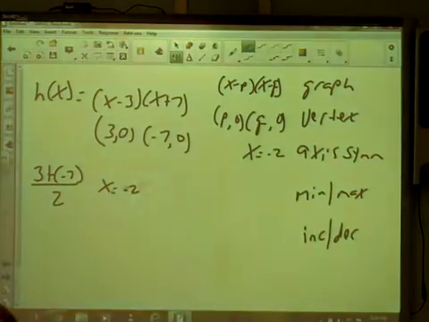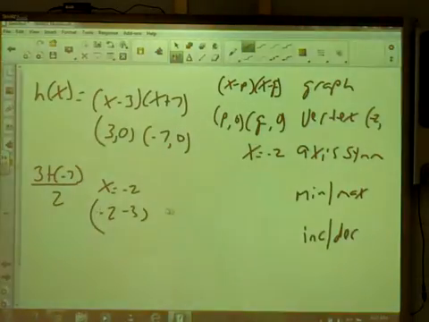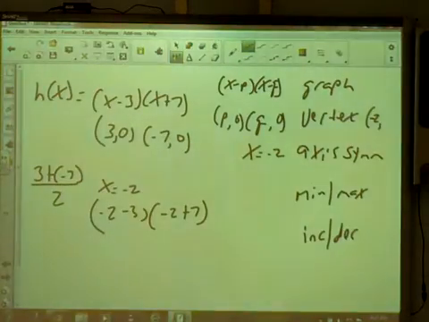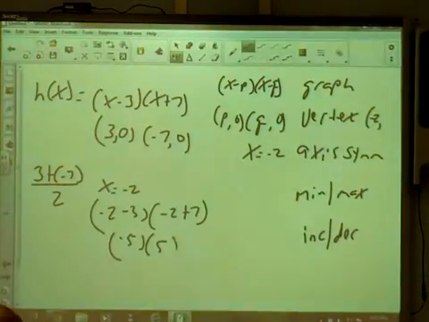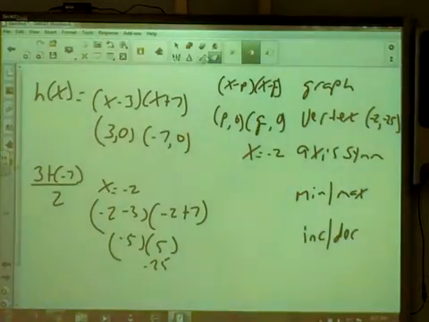Alright, now to get the vertex, I'm going to take that -2 and plug it back in and solve for y, because I know my vertex is going to be -2, something. So I would do -2 minus 3 times -2 plus 7. -2 minus 3 is -5. -2 plus 7 is 5. So it's going to be -25. That's the other part of my vertex, so that is also my min or my max. y equals -25.